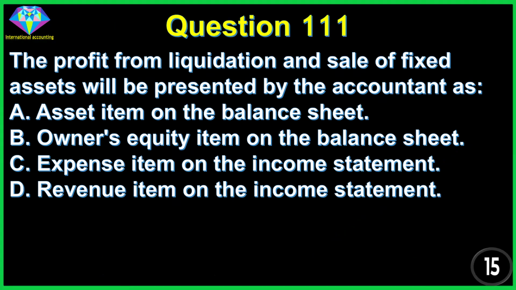The profit from liquidation and sale of fixed assets will be presented by the accountant as A. Asset item on the balance sheet. B. Owner's equity item on the balance sheet. C. Expense item on the income statement. D. Revenue item on the income statement.